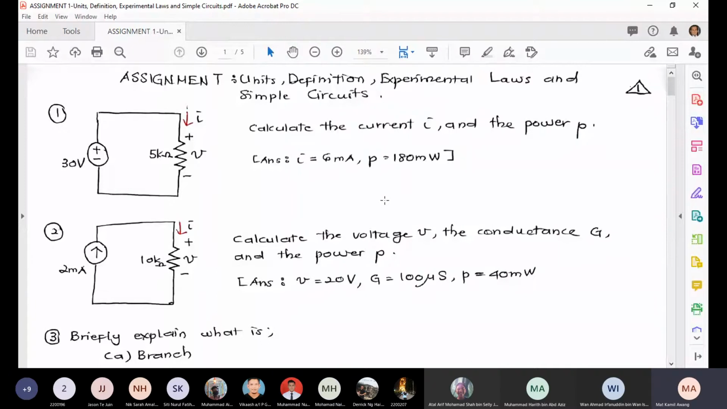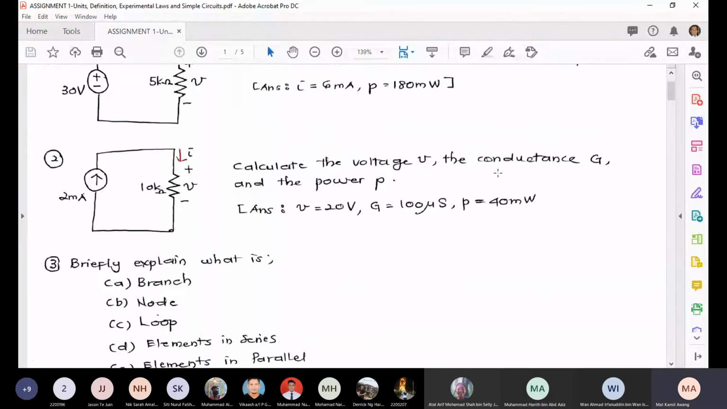So how do you calculate the power? P equals IV. So I is 6 milliamps times 30 volts, equal to 180 milliwatts. Easy, right? Yes.